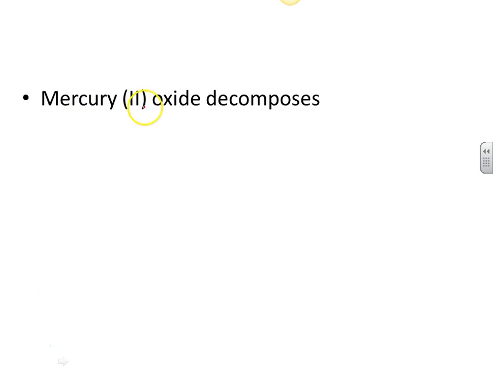Another example would be mercury 2 oxide, which is HgO, decomposes. This is an ionic compound, so it would be a solid. This requires an energy source, the same thing for the water on the previous slide. So usually this would be heated strongly, and it's going to produce mercury, probably in the liquid form, and oxygen gas. We've got 2 oxygens versus 1, so we need a 2 here and a 2 here.